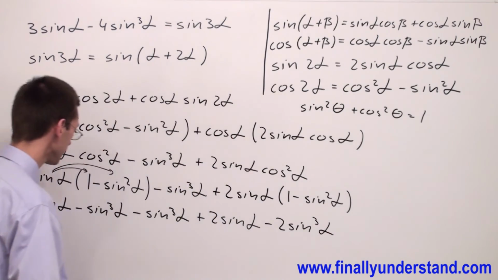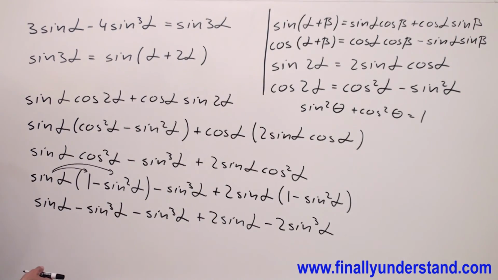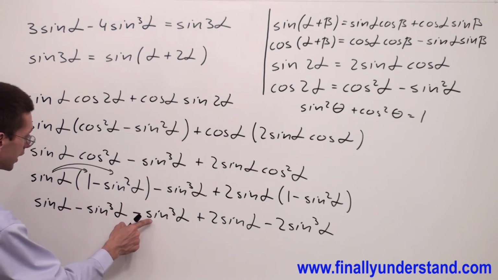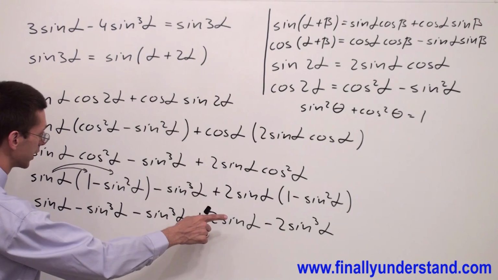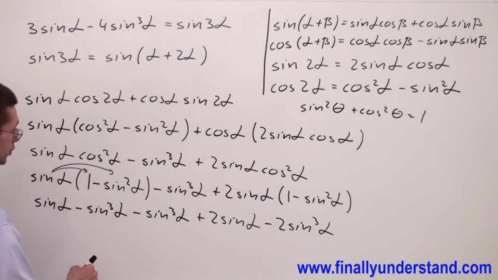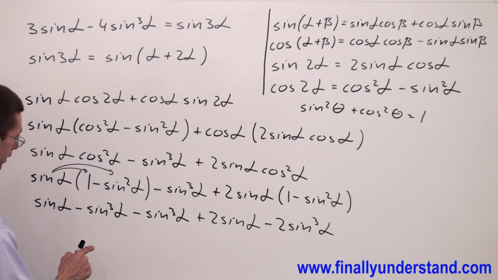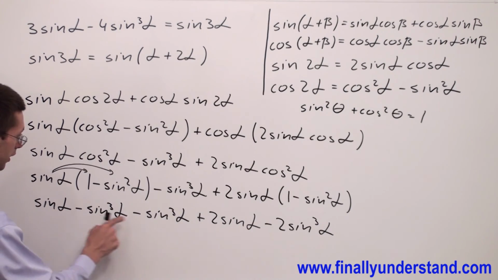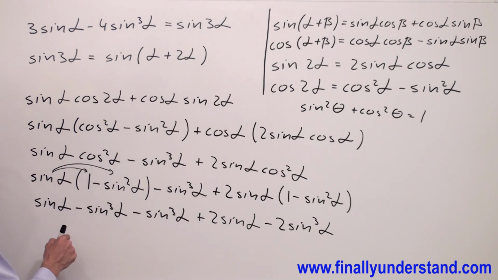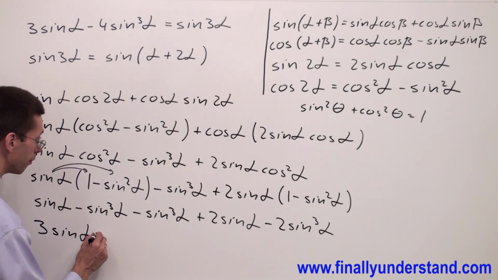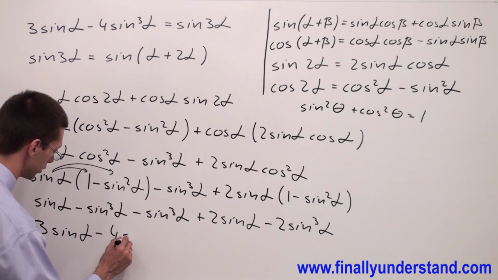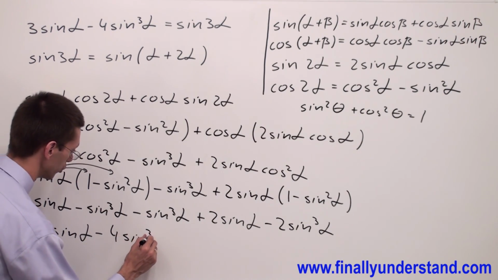Next, we're supposed to combine the like terms, and we have minus sine cube alpha, and I have minus sine cube alpha, and I have minus 2 sine cube alpha. So this is going to give me minus 4 sine cube alpha, and I have sine alpha and plus 2 sine alpha. This is 3 sine alpha. So I have 3 sine alpha minus 4 sine cube alpha.